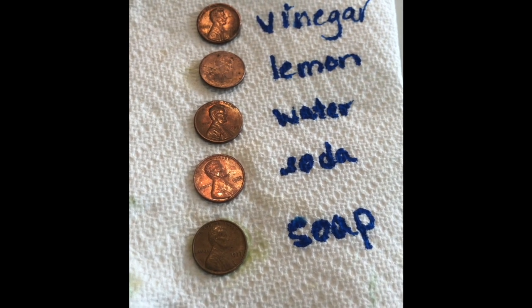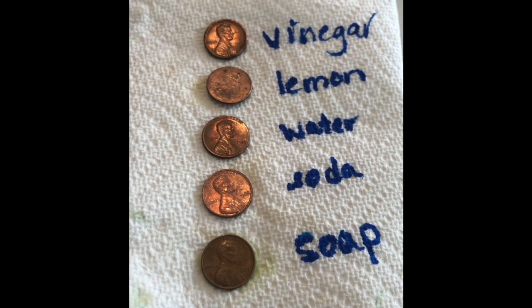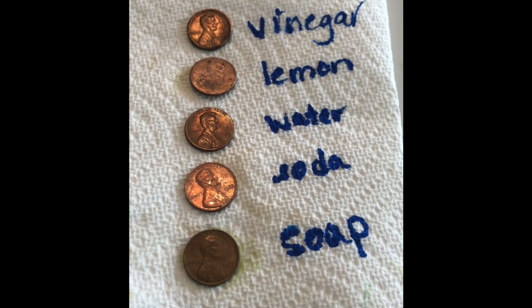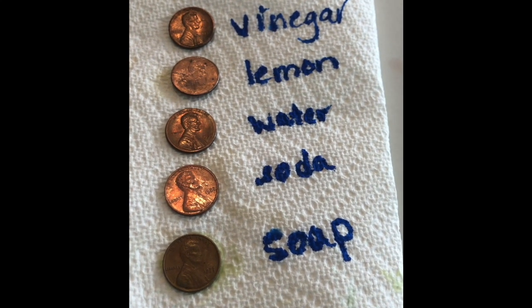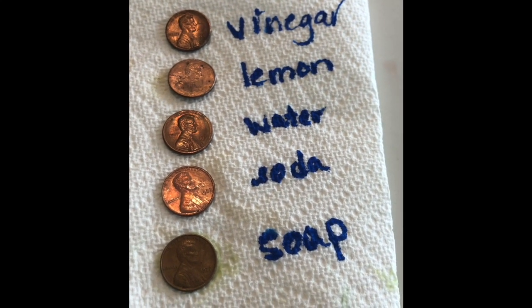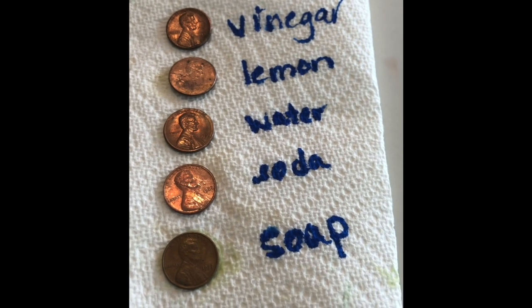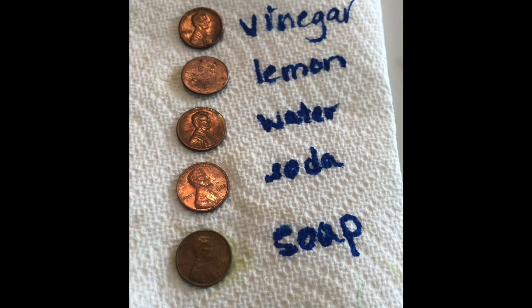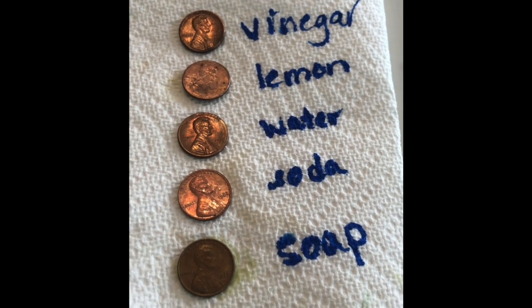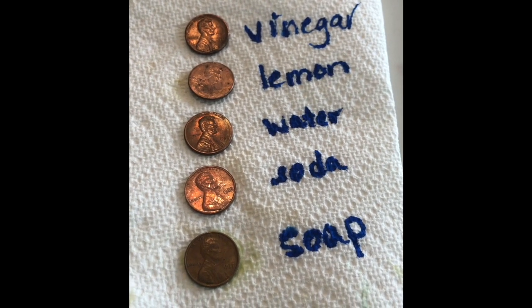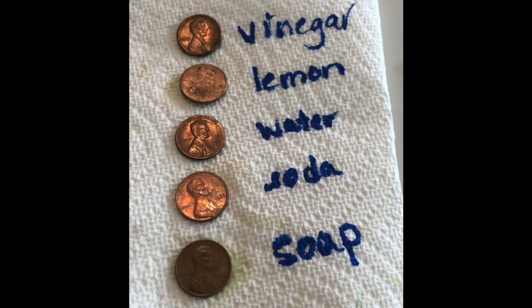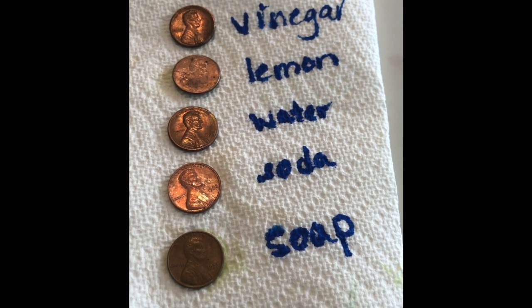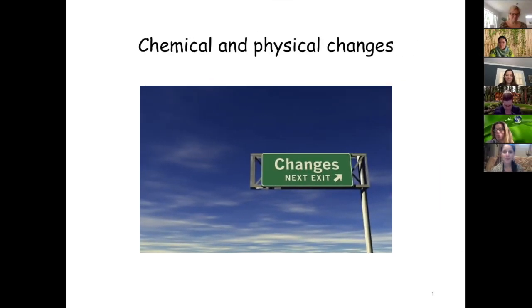Hi, boys and girls. So from what pennies I started with and for what pennies I ended up with, the water and soap pennies appear the same. They really don't have much change in their composition, whereas the vinegar, lemon, and soda look very much different from what I started from. This was our introduction to chemical and physical changes.